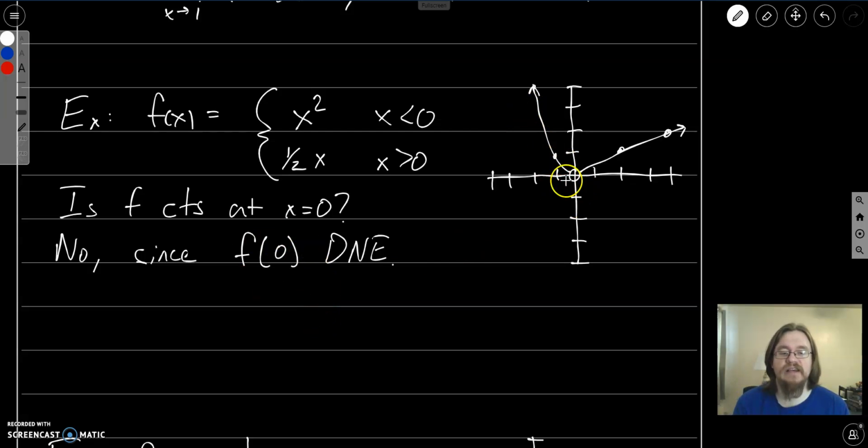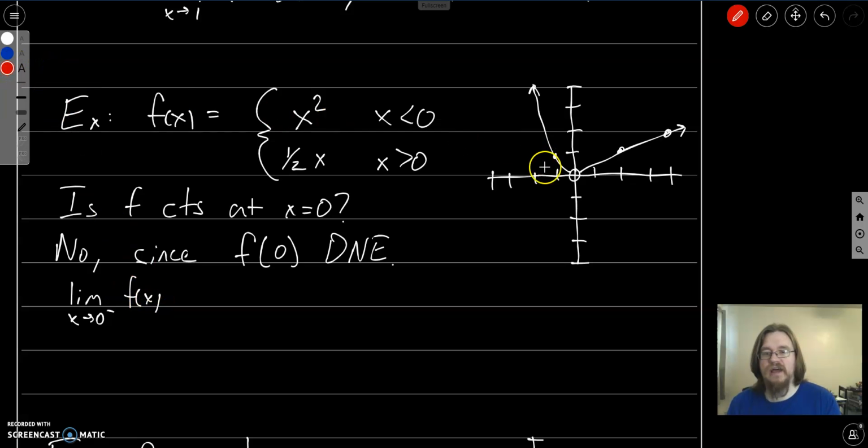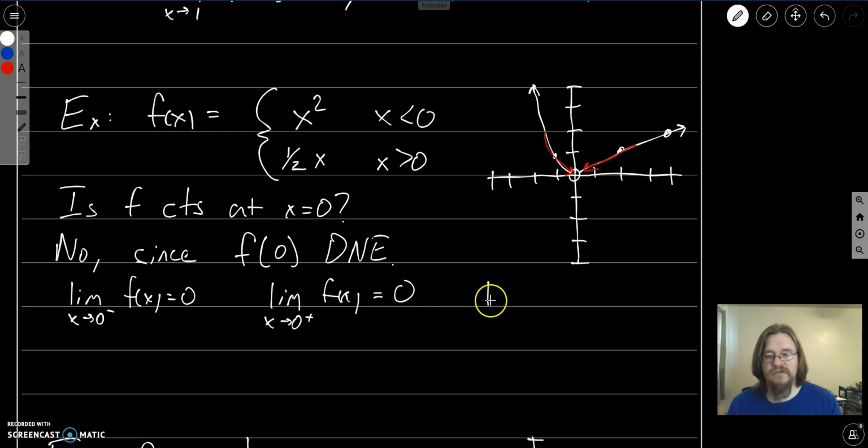So the limit as x approaches 0 might exist, but it can't be equal to this guy because it doesn't exist. Let's actually look at the limit as x approaches 0. If we look at the limit as x approaches 0 from the left, as we follow our graph down, we can see that we are getting closer and closer to 0. If we take the limit as x approaches 0 from the right-hand side, again, we are coming down closer and closer to 0. So in fact, the limit as x approaches 0 does exist and is equal to 0.